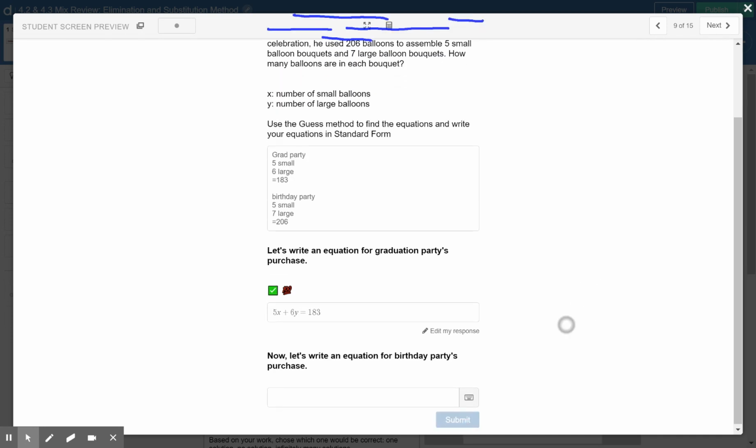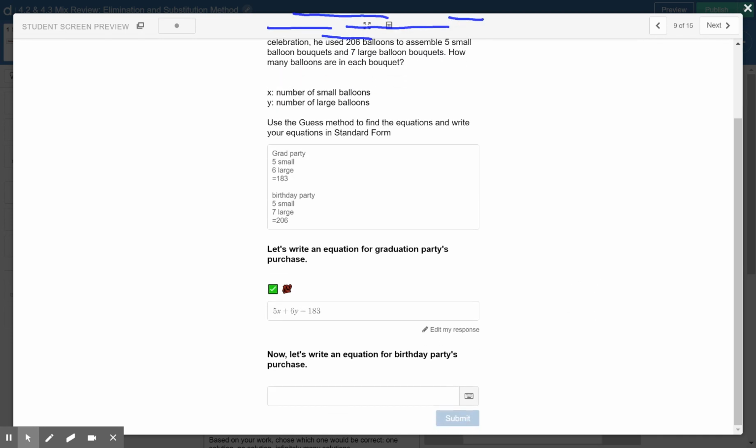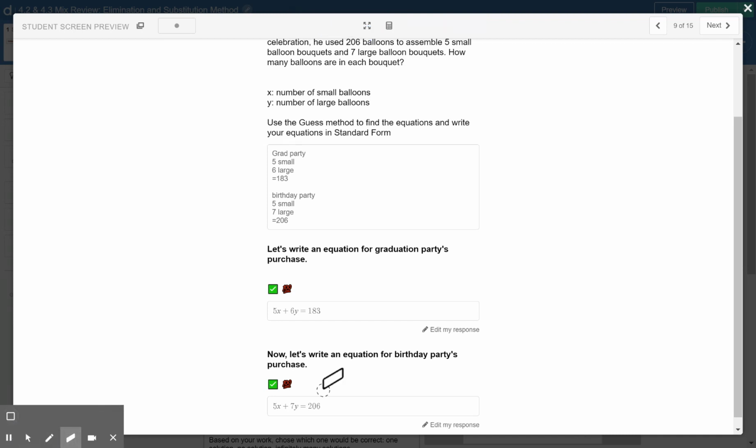All right, we got this correct, so then we can do the birthday party one. Once again, the small is next to the x, 7 is next to the y, and then 206. So we got these two equations that are correct. And now we can use elimination because these are in standard form. The x's and y's are lined up, if you will. And we can move to the next slide to answer this question.